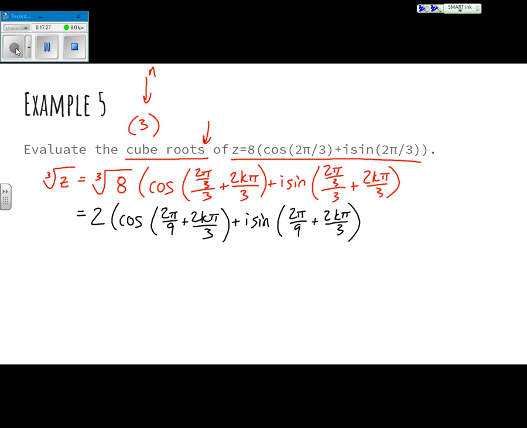Like I said, there are going to be 3 answers on this because I'm taking cube roots of it. So first off, I'd like to put a k equals 0 over here. 0 is the first thing I want to plug in for k. To find out what my first cube root is, when I plug 0 in for k, that is going to give me 2 cosine of 2 pi over 9. Now, if I plug in 0 for k, I'm going to overteach it just a little bit. If I do 2 times 0 times pi divided by 3, that 0 wins out, and it makes everything in there go to 0.